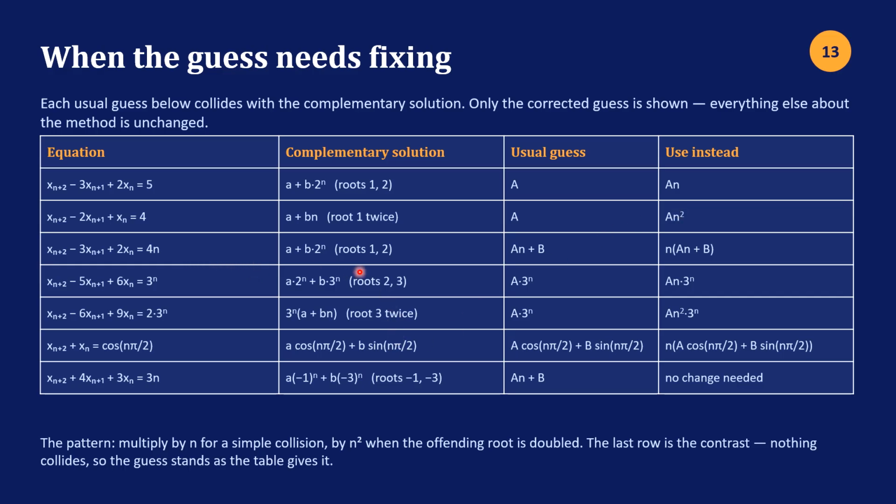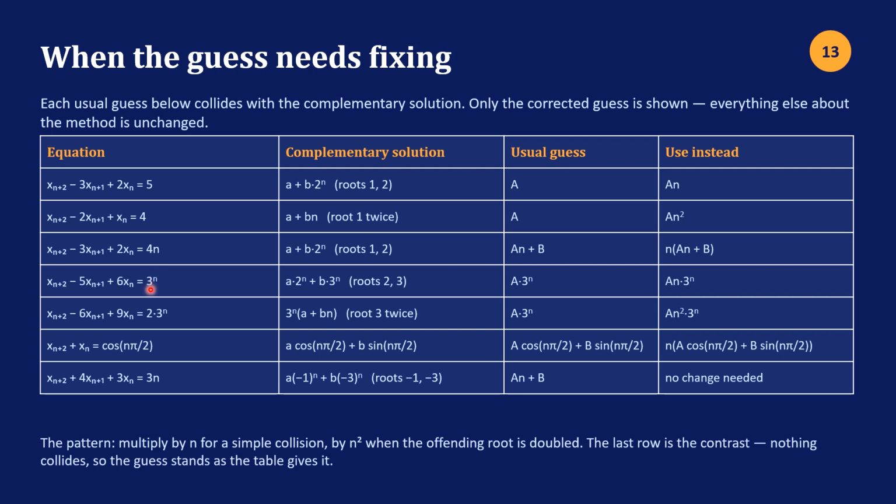The next one, there's a clash. We would normally use An plus B because this is 4n. And then this B here clashes with the constant A here in the complementary solution. So we need to change this. We multiply by n.